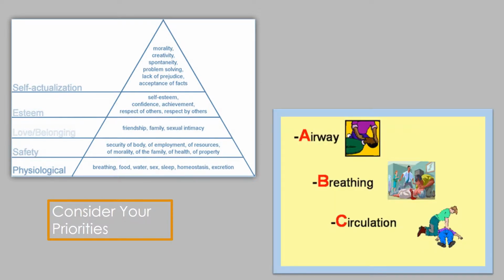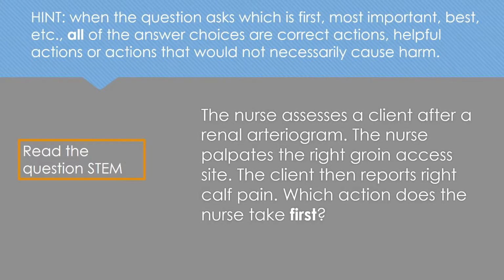Consider your priorities in organizing your care for this client. Look at Maslow's hierarchy first. All of the needs for this client appear to be physiological in nature. If all of the needs seem to be physiological, then you must default to looking at airway, breathing, and circulation issues next.